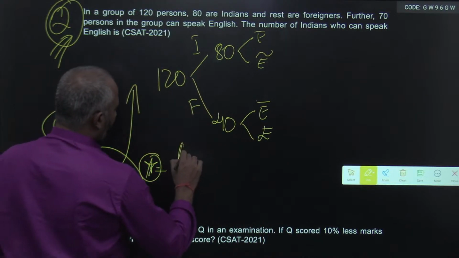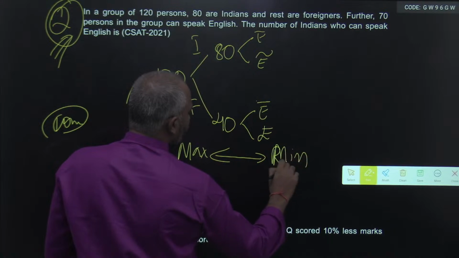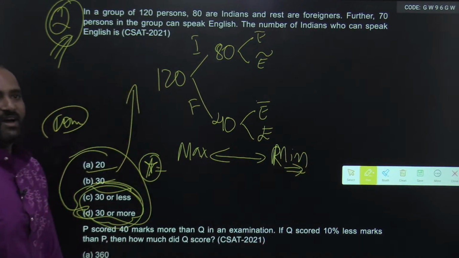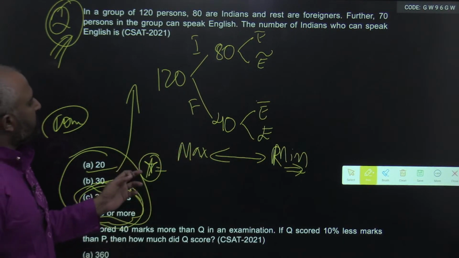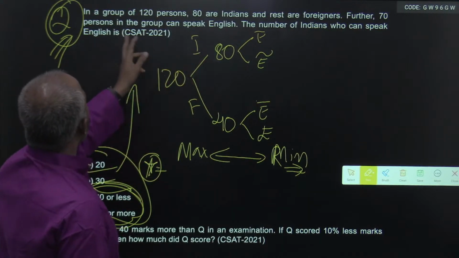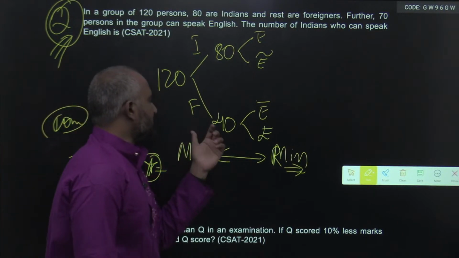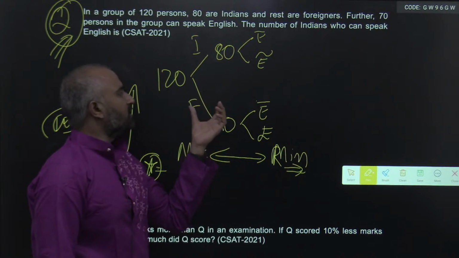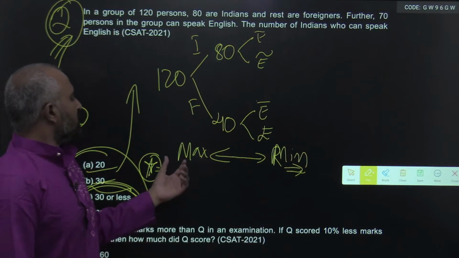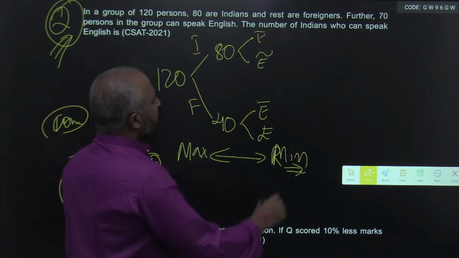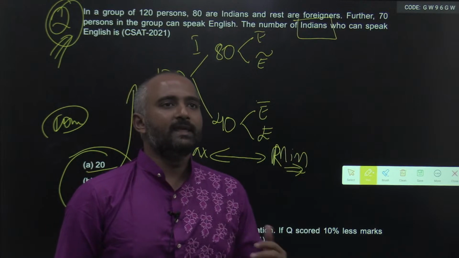So a range, what is a range? Range is the possible maximum and minimum values. You see, range is involved. This gives me an indication that there is some adjustment to be done. He has not specified whether foreigners or Indians speak English. He just said that 70% in the group speak English. Since he is asking about Indians, find the maximum and minimum value of Indians who speak English.